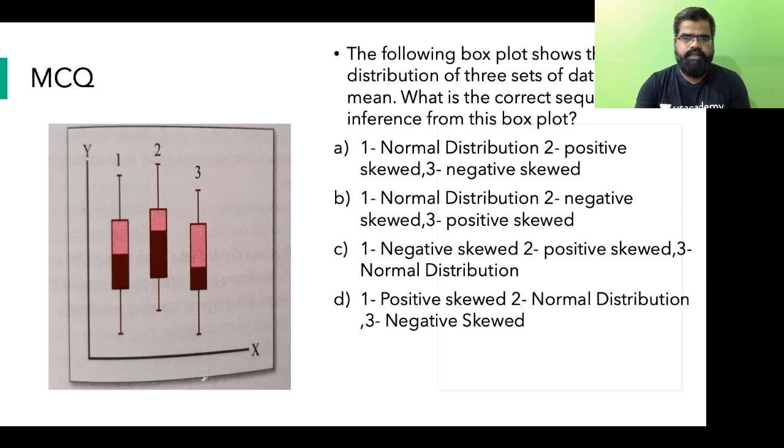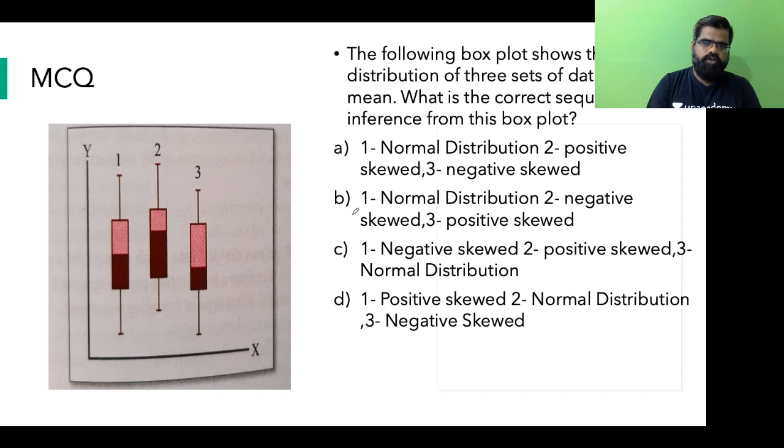Okay, great. Let's take the next question. The following box plot shows the distribution of three sets of data around the mean. What is the correct sequence if inference from this box plot has to be inferred? So what is the correct sequence? So you have 1, 2, 3. So is 1 a normal distribution? 2 a positive skewed? 3 negative skewed?